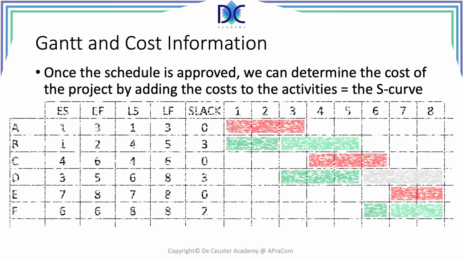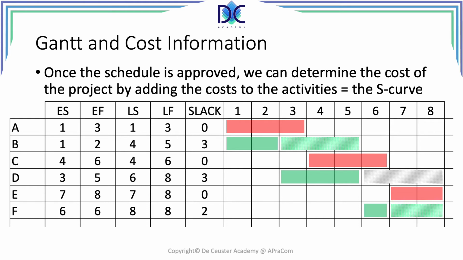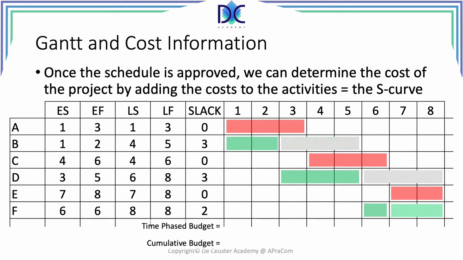We have the Gantt like we had before, so we have the different activities, and what we're going to do now is to add the time-phased budget and the cumulative budget. In order to do that, we have to add costs to the activities, and I made it quite simple here. I gave for every period of an activity the same cost, so it's evenly based. It can be different. It depends on how you arrange your resources. So every period may have a different value.